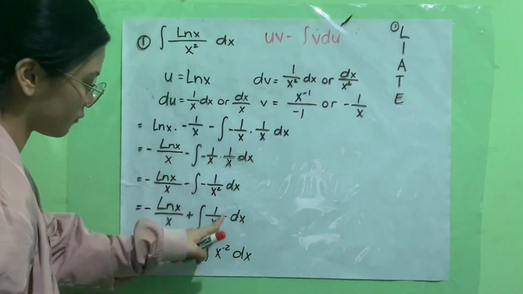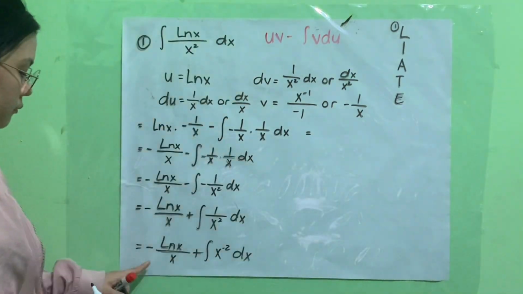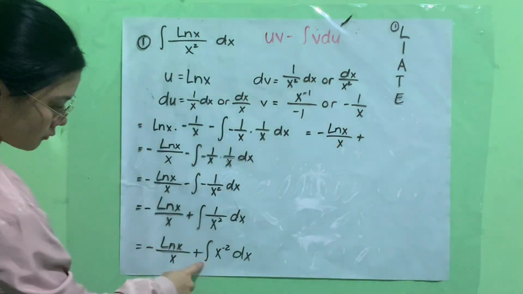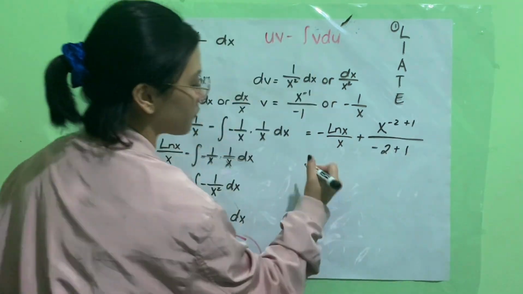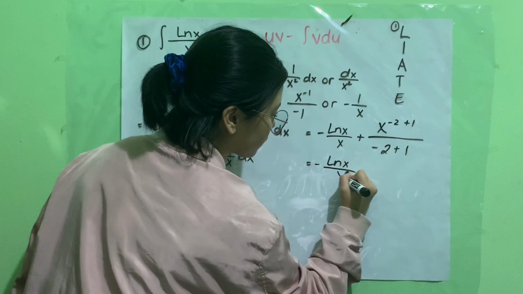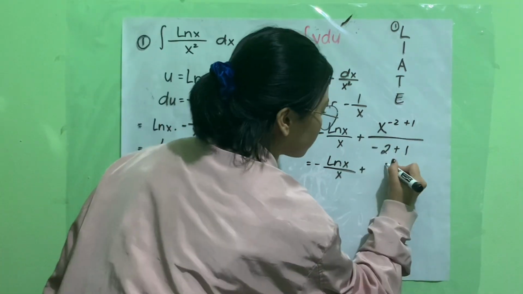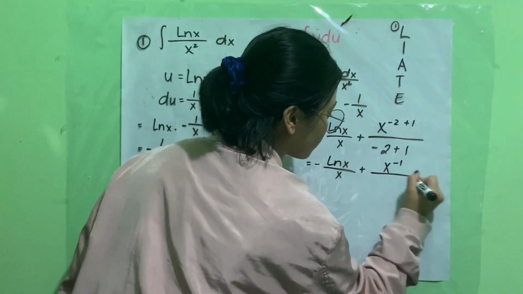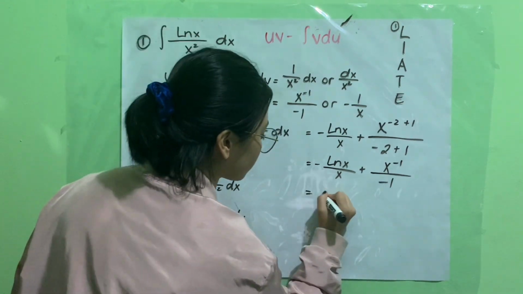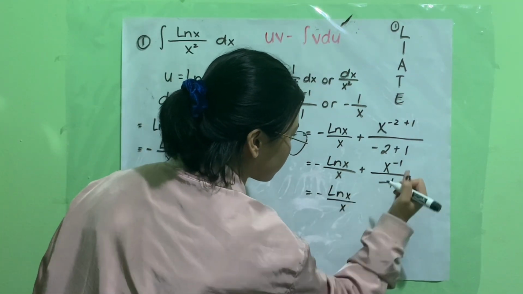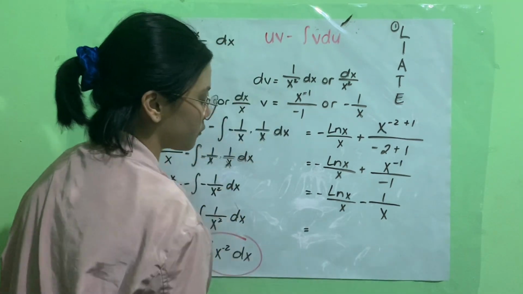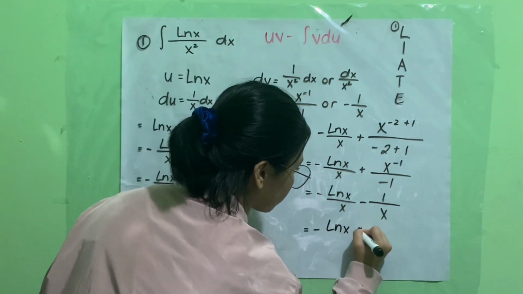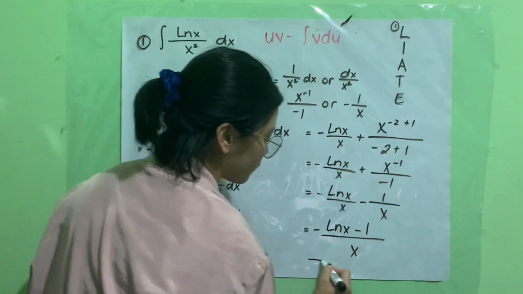Now, let's integrate. Copy negative ln x over x plus x raised to negative 2 plus 1 over negative 2 plus 1. This will be negative ln x over x plus x raised to negative 1 over negative 1. The second term can be simplified to negative 1 over x, which will be negative ln x minus 1 all over x plus c, our final answer.